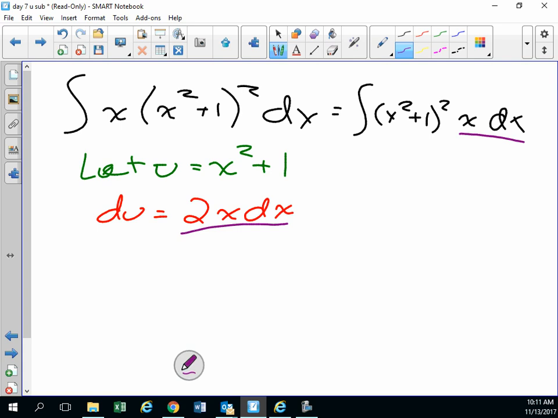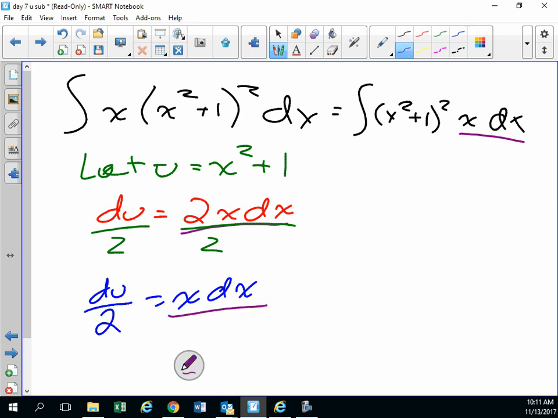Yes. You are allowed to manipulate as long as you're multiplying or dividing by numbers. You cannot multiply by a variable. You're not adding or subtracting either. But I can divide this by 2. That gives me du over 2 equals x dx. Now, are my purples matching? Now my purples match. So now I'm going to do some substitution.